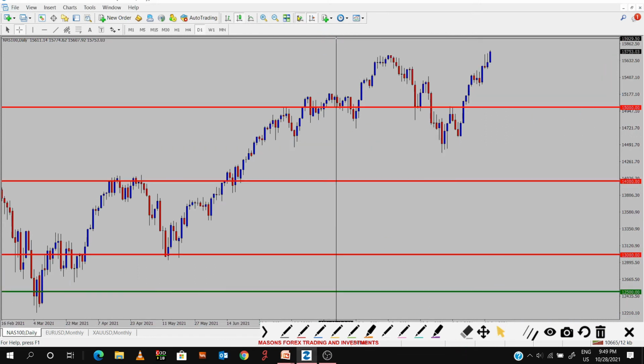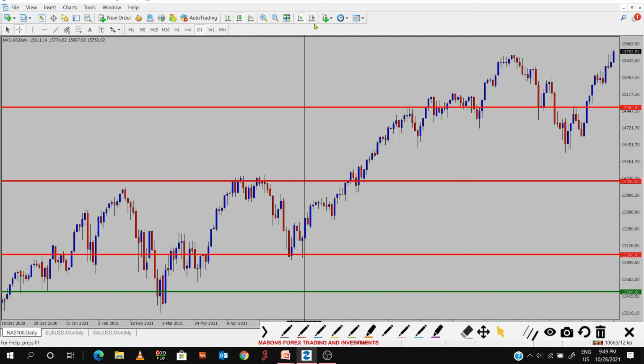See if I can get my chart in order. Right. So we've mentioned this was resistance before. Resistance is significant because price reaches the level and gives us a reaction.